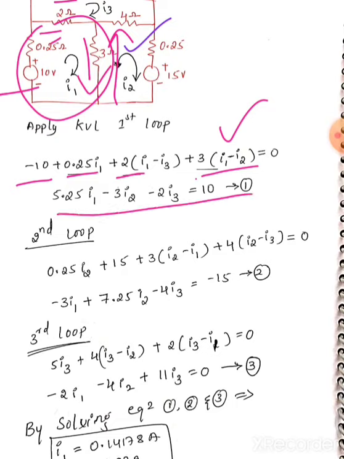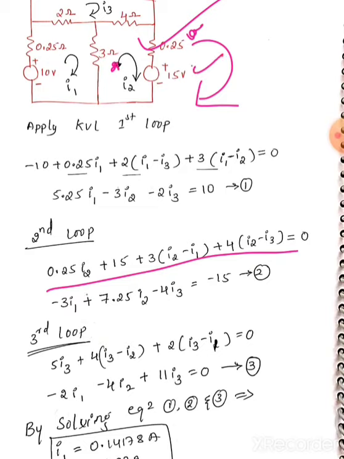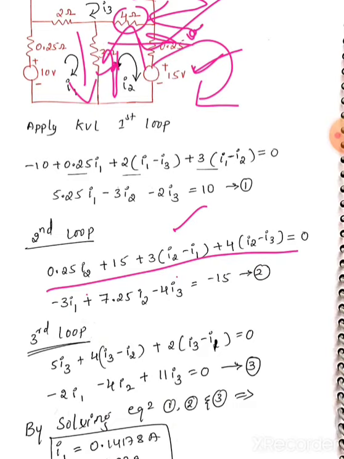Second loop, apply KVL for the second loop. Remember, this direction you have chosen like this, right? So we can start with 0.25 I2 plus 15, because you are reaching the positive sign there. Plus the 3 ohm, the currents flowing through it are opposite, so you take I2 minus I1, plus the 4 ohm resistance. There also the current I3 is in this direction and the I2 you have chosen is in this direction. Therefore, both are opposite: 4 into I2 minus I3, equal to 0.